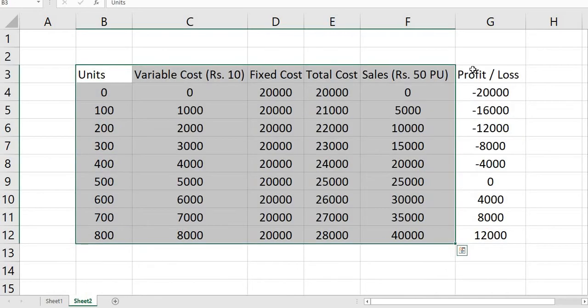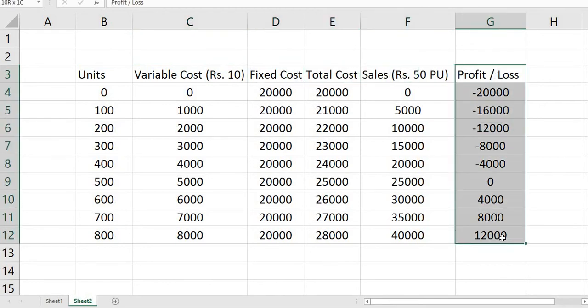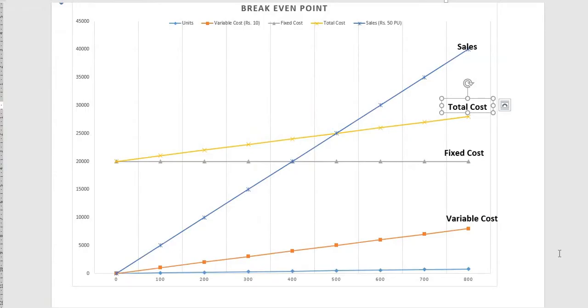These are the options that we have: units, that is quantity, the variable cost, fixed cost, total cost, sales, and the profit or loss, which we are not using right now. This is the chart I have copied and pasted from the Excel file onto a Word file. This chart is called the break-even chart. The break-even chart is used to identify or determine the break-even point.